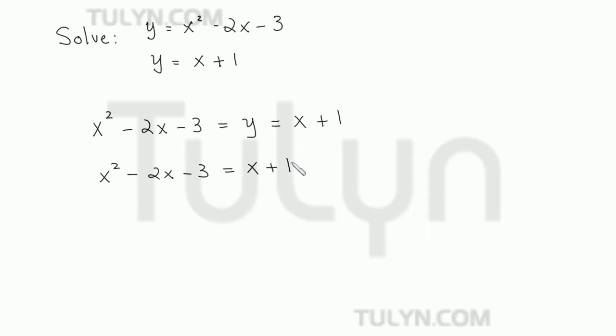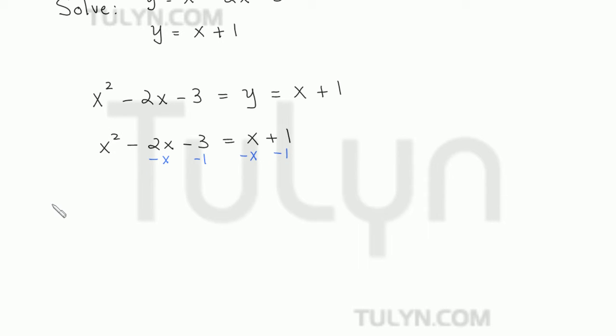So what we want to do is move everything over to the left side. So we want to subtract an x from each side, and we also want to subtract a 1 from each side. So what do we have? We have x squared minus 2x minus x is minus 3x, and then minus 3 minus 1 is going to be negative 4, and on the right side we're just left with 0 because we canceled everything out. So now we have a quadratic equation which we can try to factor.